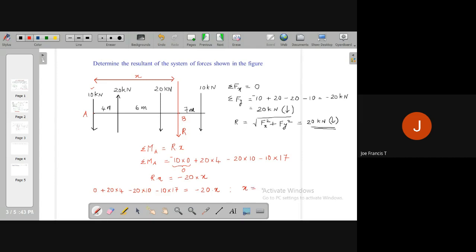From this, you get a value for X. So much you got? Can you just calculate? Yeah, correct. 14.5. So you get this value as 14.5 meters. So this X is 14.5.